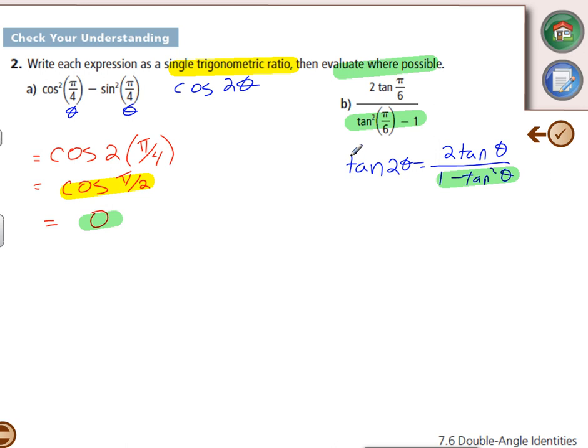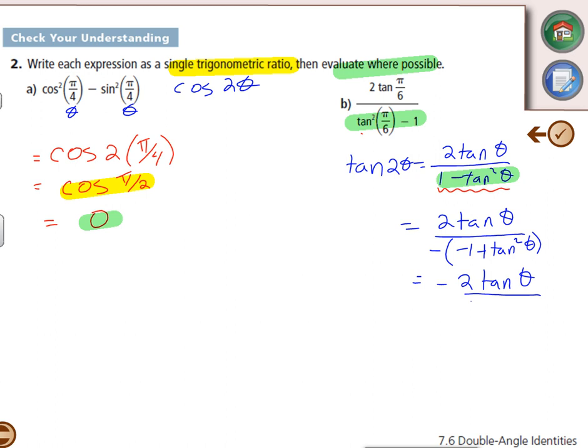So the first thing that we have to do is we're going to try to change this. I can do that by factoring out a negative. 2 tan theta over negative 1 plus tan squared theta. That's going to give me negative 2 tan theta over tan squared theta minus 1. Okay, now that looks the same.